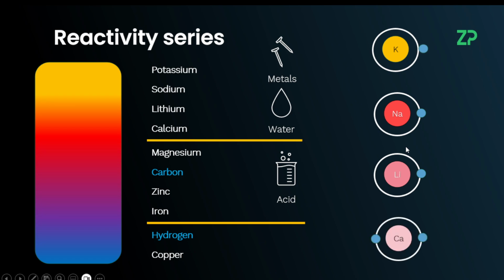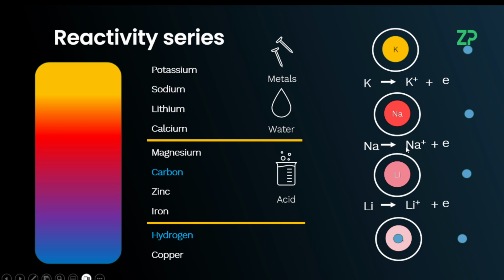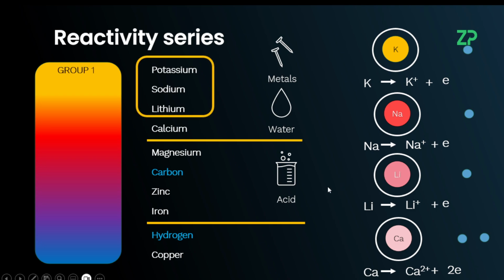Now, when these metals do react, for example, potassium, when it reacts with water, or sodium, lithium, and calcium, they're essentially giving up an electron and forming the positive ion, and there's an electron released. When sodium reacts, it forms its positive ion, and an electron is released. And it's the same for lithium. When it reacts, it forms its ion and an electron is released. Now calcium, because it has 2 electrons, when it reacts, forms a positive ion as well, but releases 2 electrons. So that's fundamentally what happens when metals are reacting.